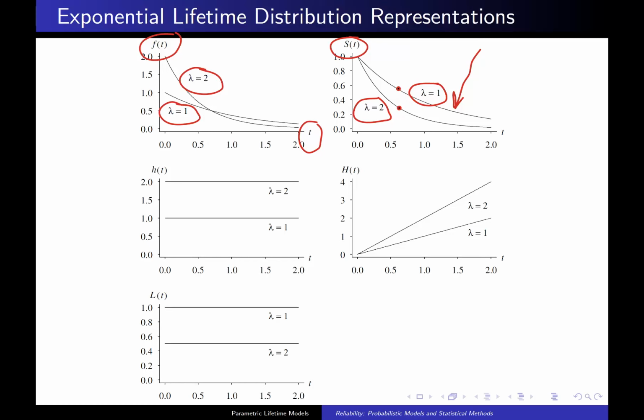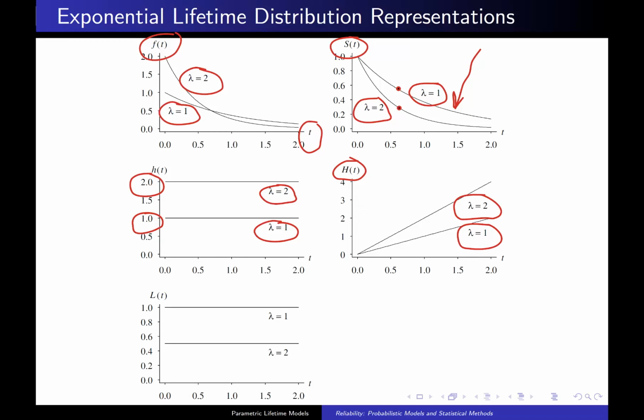For the hazard function for lambda equals 1, of course, the hazard function is constant at 1, and lambda equals 2 corresponds to an item that is at higher risk, so in that case, lambda is equal to 2. The cumulative hazard function is the integral of the hazard function, so of course the integral of a constant function is linear, and here is that function for lambda equals 1 and for lambda equals 2.